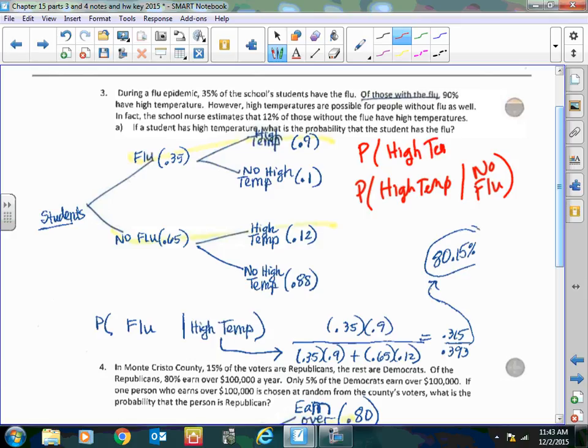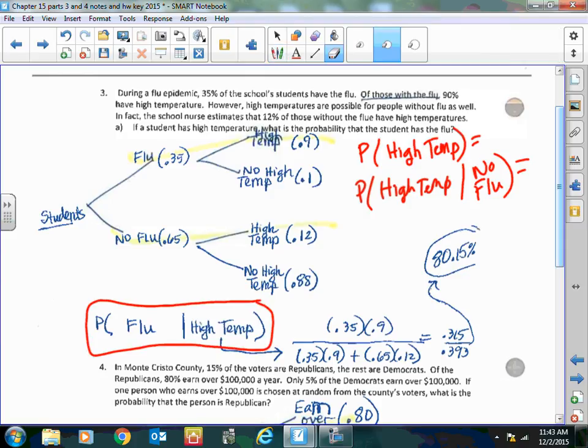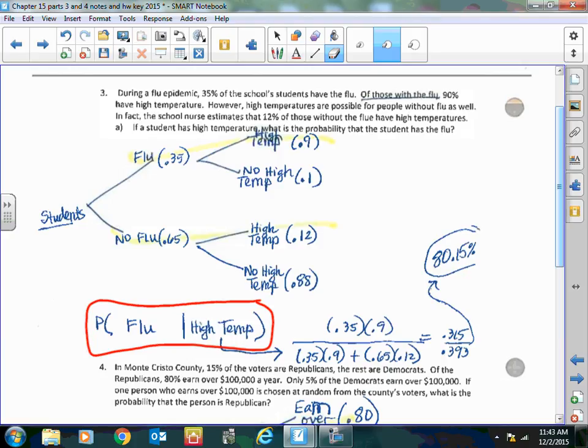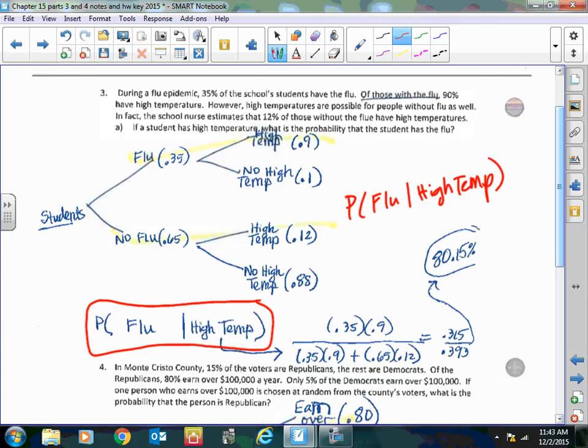The overall high temp. Okay, now I'm going to tell you these numbers here would be very difficult to check. Okay, why don't we use the conditional that we had already done? Let's do that one. Okay, since we already had done, but you could do that. It would just be a little bit more work. So let's do the one we had already done. Flu, given that you have a high temp, because I know that that's basically 80% chance.